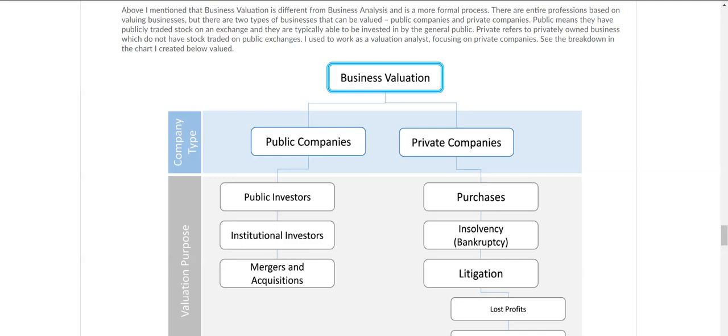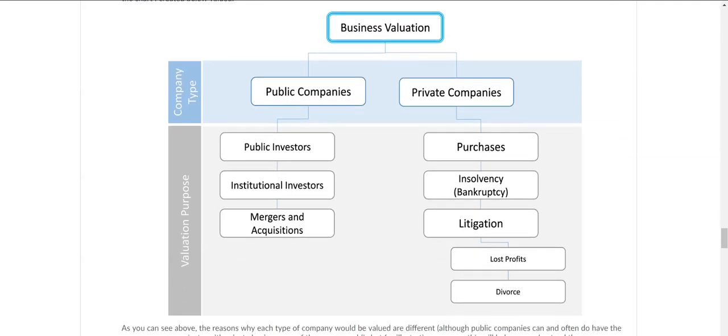Underneath private companies, first let me just say these are going to be your smaller companies, and they're not publicly traded, but they can also be really, really big and not publicly traded. So underneath these, you're going to value it for a purchase. If somebody wants to buy it from someone, or if there's a member, an employee of the firm, and they want to buy into the firm, then you're going to have to do a valuation of it, and you're going to take a percentage of that valuation that you're selling as the value. Another reason could be bankruptcy. Another reason could be litigation.